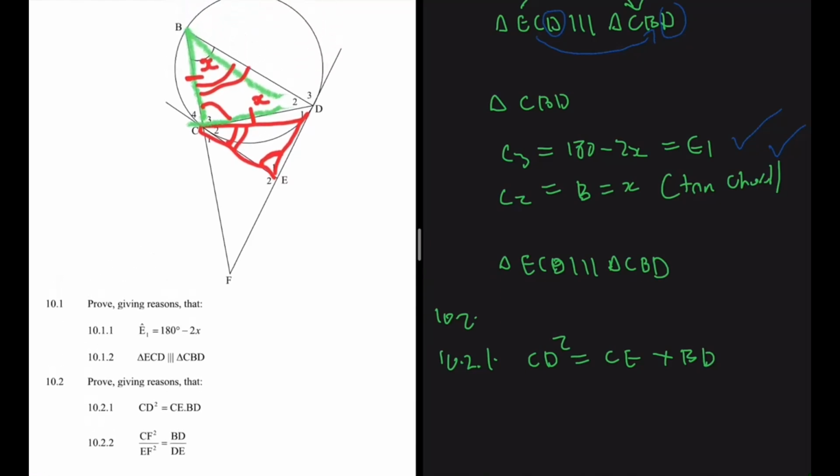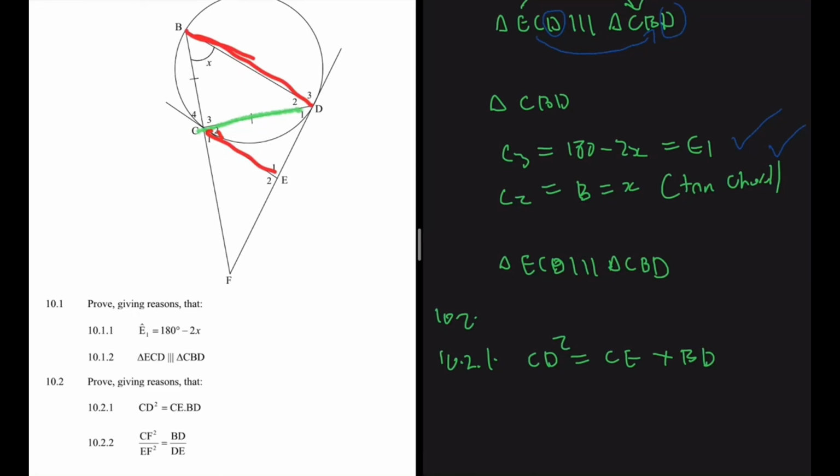Let me just clear these sketches up so that we can have a bit more clarity. So we want CD squared to be equal to CE multiplied by what? Multiplied by BD. If you pay attention here, these sides that we're interested in are sides on our similar triangles, right? So we can use the fact that those triangles are similar to find 10.2.1.